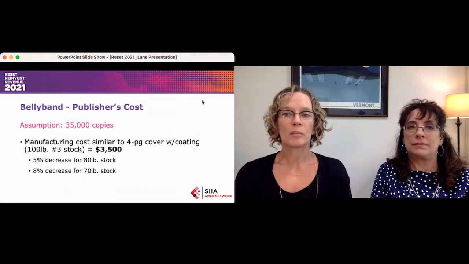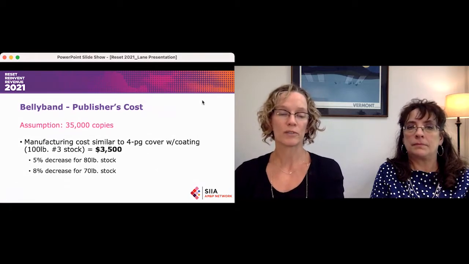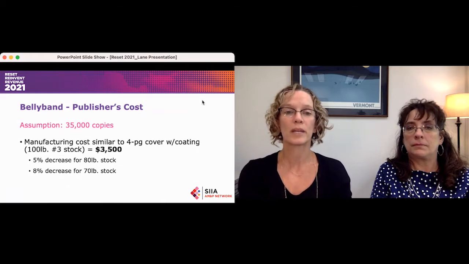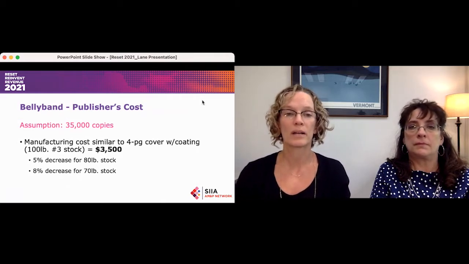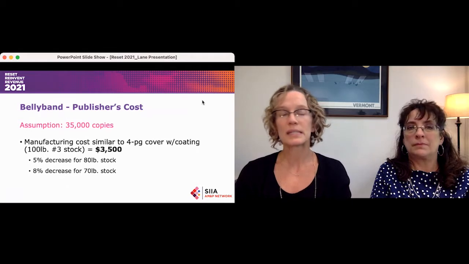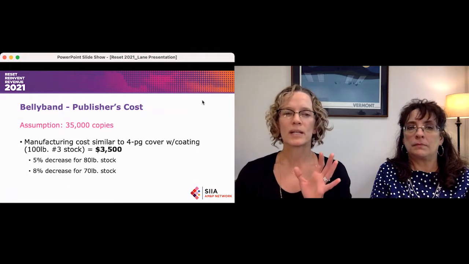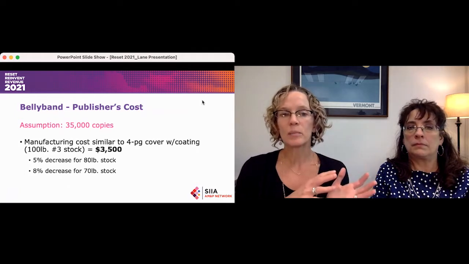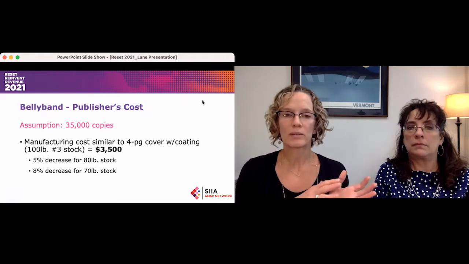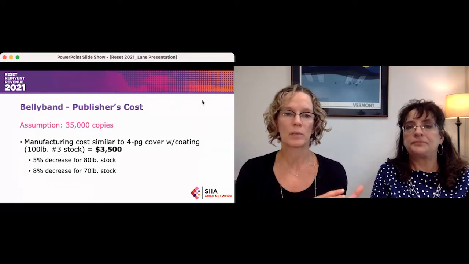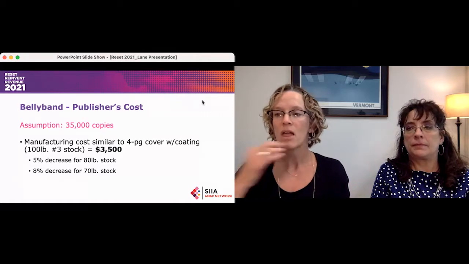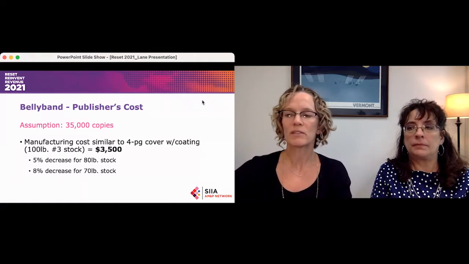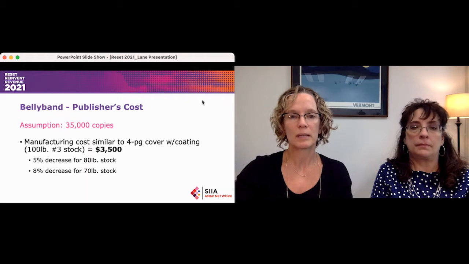Let's assume that your magazine is 35,000 copies. The manufacturing cost for a belly band is similar to a 4-page cover with coating on about 100-pound stock. So let's say that for this number of copies and that particular stock is $3,500. And then just to give you a sense, you can decrease that cost a little bit by 5% if you use an 80-pound stock, and even more by about 8% if you use a 70-pound stock. So again, that's just to give you a sense of the cost of the belly band itself.